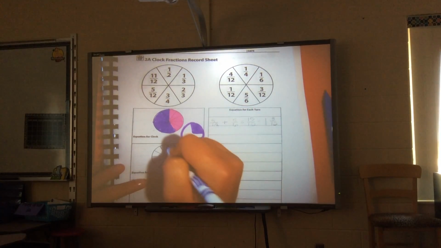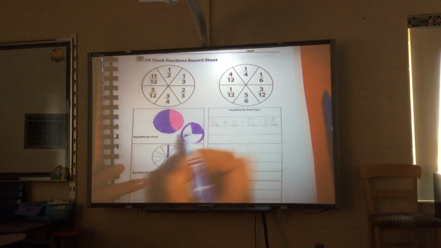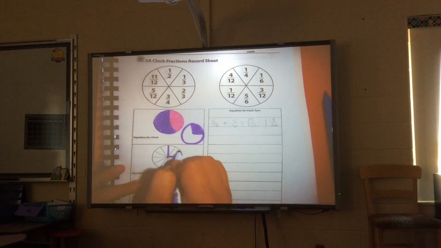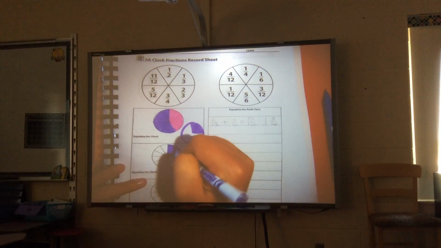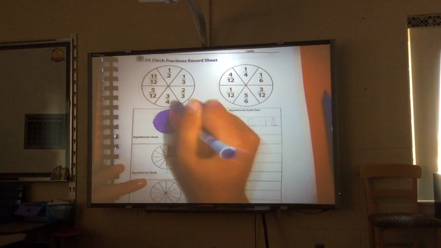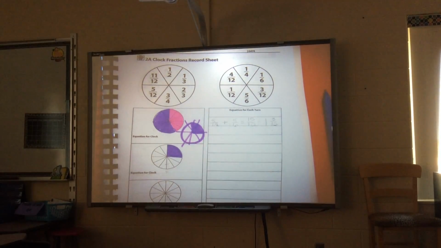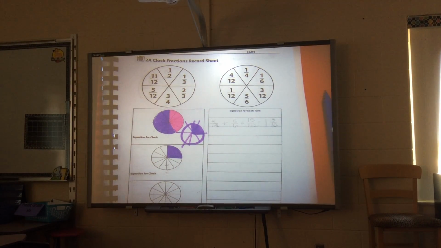And I actually just read a little further, my friends. If you run out of clock for what you're coloring, don't draw your own. Just go on to the next clock.